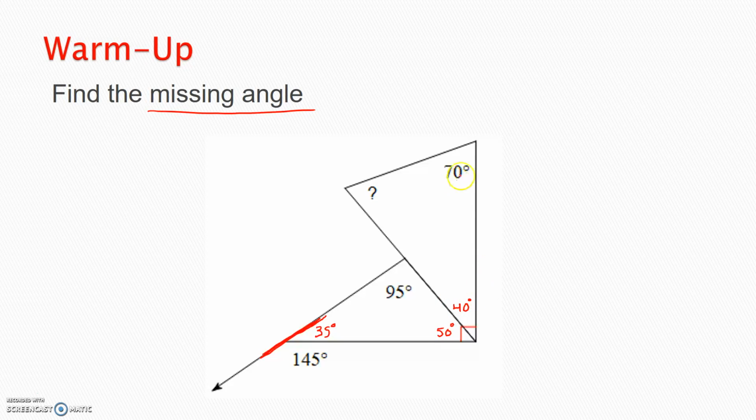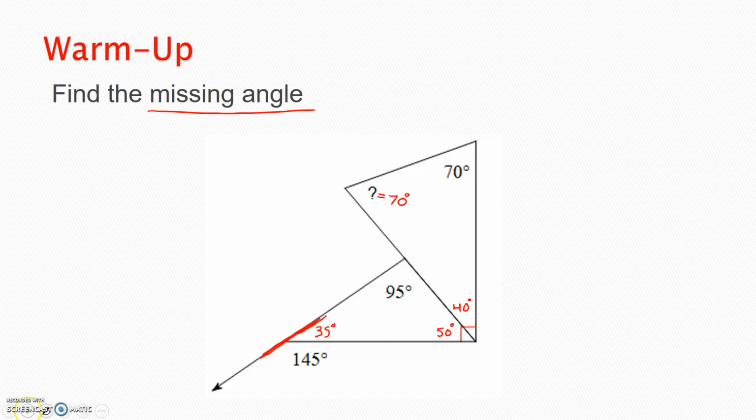And then we're going to use triangle sum theorem one more time. I have 70 plus 40 plus something else is 180. Well, 70 plus 40 is 110. How much more do I need for 180? This is going to equal 70 degrees.